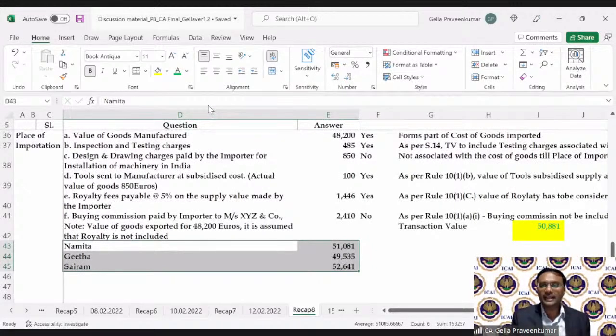Also, I could see Santosh Sharma, 48,200. Oh, okay. 48,200. Okay. Give me the final answer, Santosh. Naveen says 51,831. Okay.